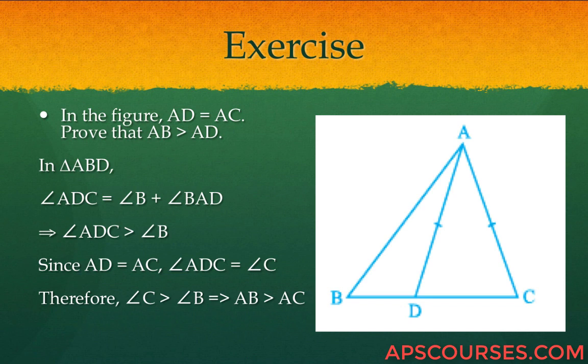And this implies AB is greater than AC in triangle ABC. And since we know that AC is equal to AD, AB would also be greater than AD. An extremely simple problem.